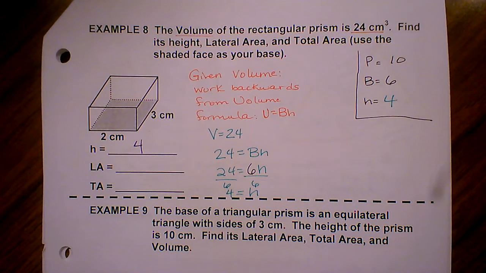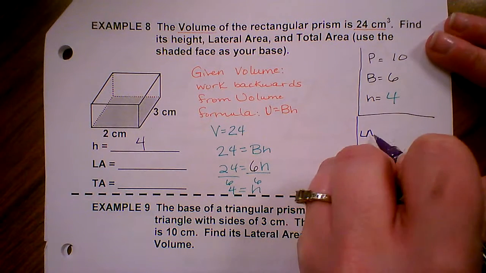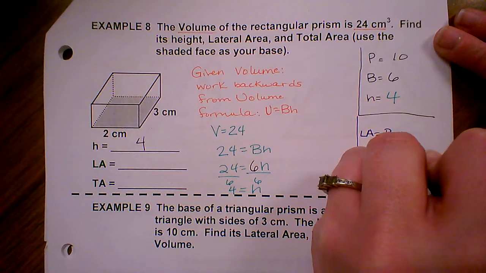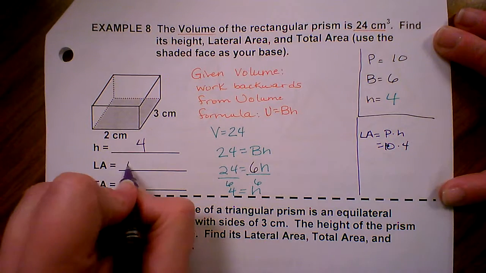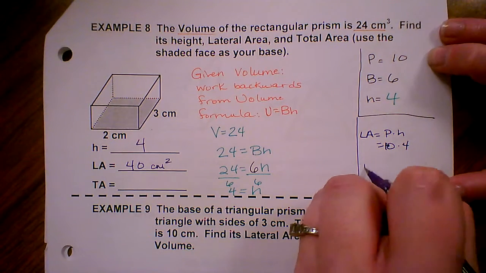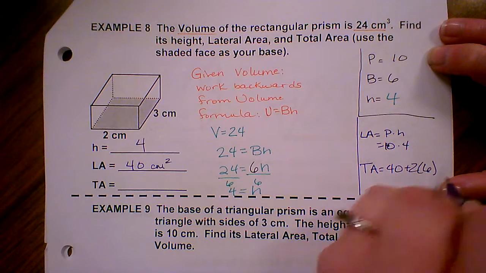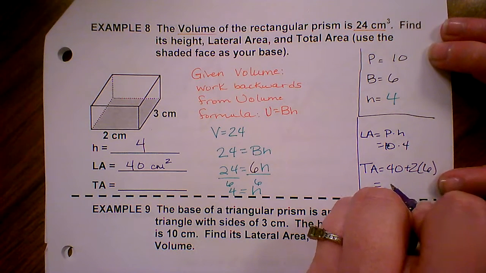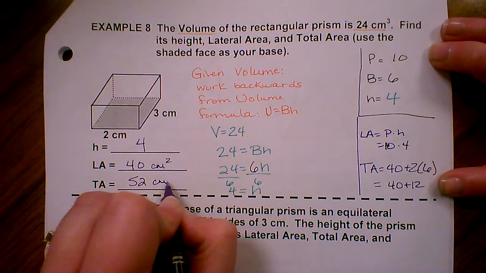Now we have enough to plug in for LA and TA. LA is P times H. That's going to be 10 times 4, so 40 square centimeters. TA is that 40 plus 2 times big B. That's 40 plus 12, which is 52 square centimeters.